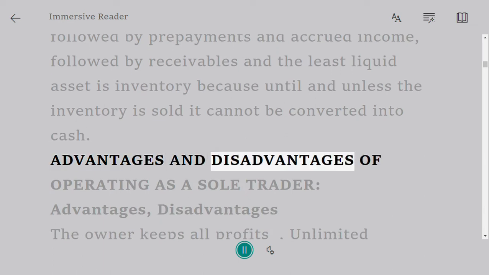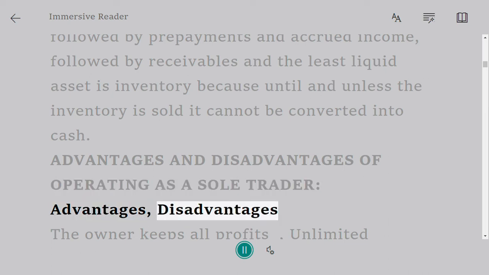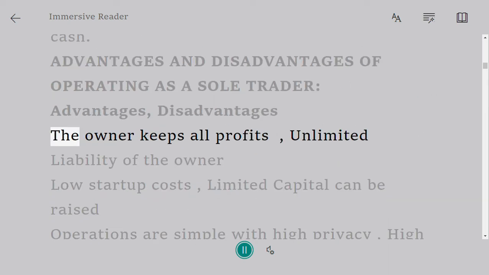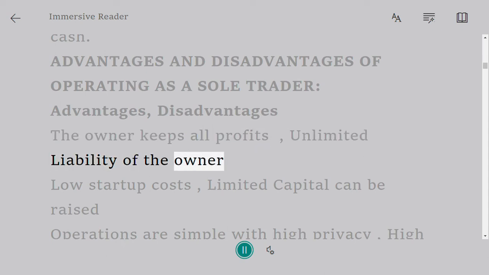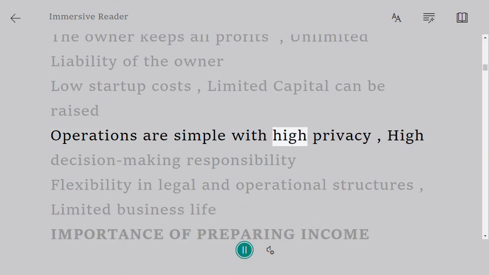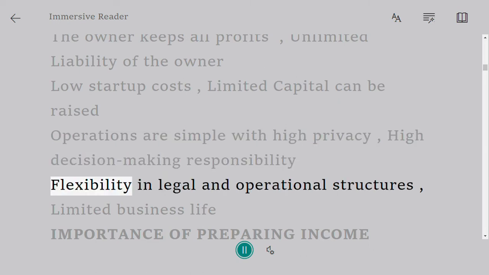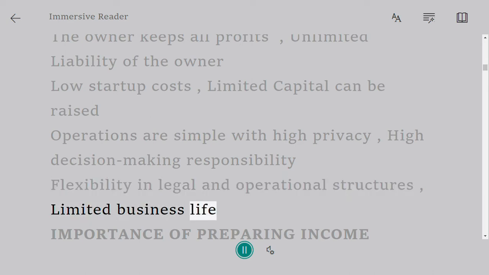Advantages and disadvantages of operating as a sole trader. Advantages: the owner keeps all profits; low startup costs; operations are simple with high privacy; flexibility in legal and operational structures. Disadvantages: unlimited liability of the owner; limited capital can be raised; high decision-making responsibility; limited business life.